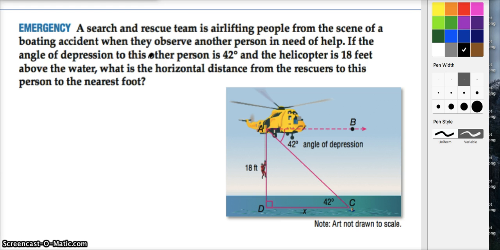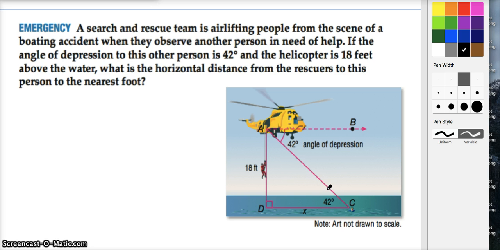If the angle of depression to this person is 42 degrees, right? Line of sight is this way. Angle of depression is this way. And the helicopter is 18 feet above water. What is the horizontal distance from the rescuers to this person, to the nearest foot? So we're looking at this particular distance here, this x. So hopefully you feel confident that you'd be able to do that in terms of using the information to draw a quick triangle that can represent the situation.